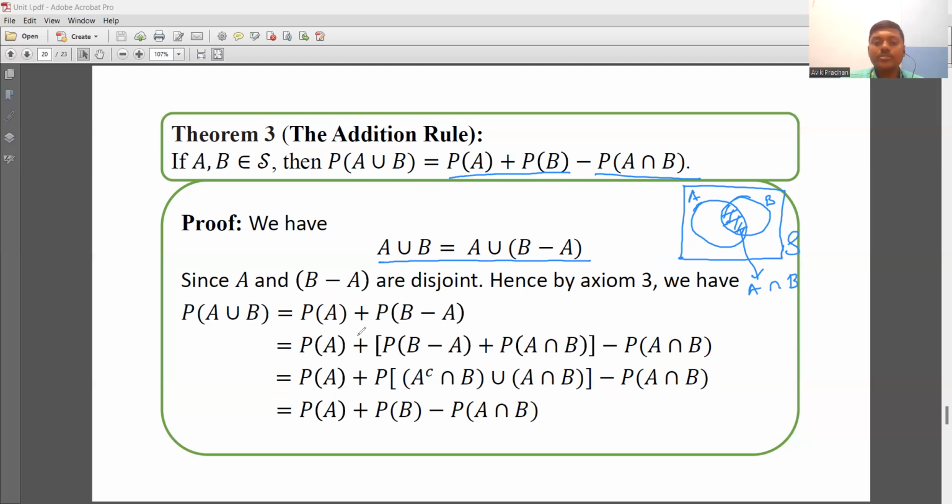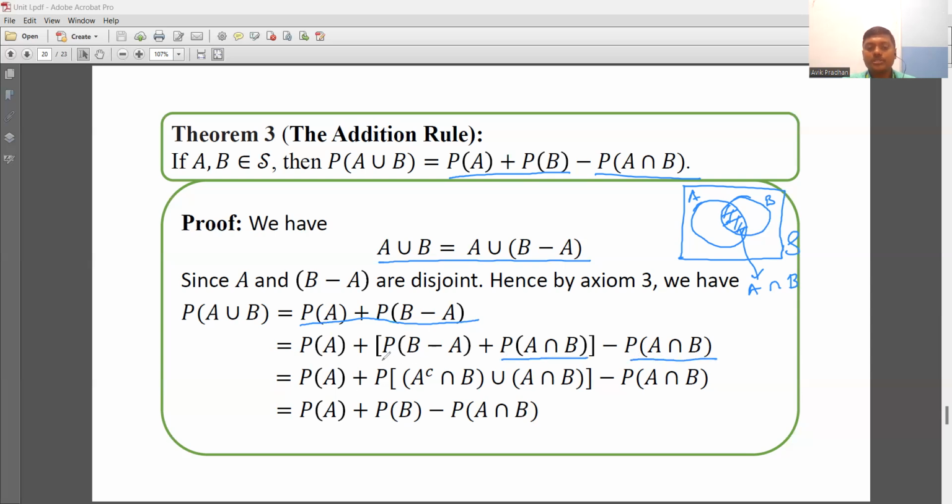Since they are mutually exclusive, I'll have probability of A plus probability of B minus A. Now, to prove this, we have just manipulated something. So here we have considered probability of A plus probability of B minus A plus probability of A intersection B minus probability of A intersection B. So I have added ones and subtracted ones.